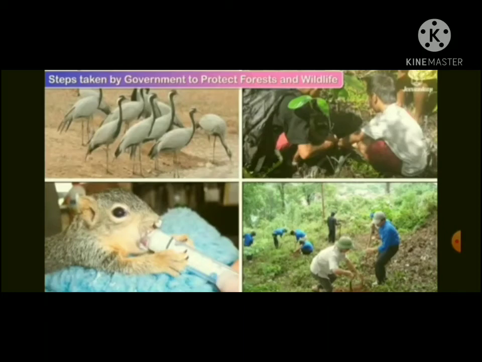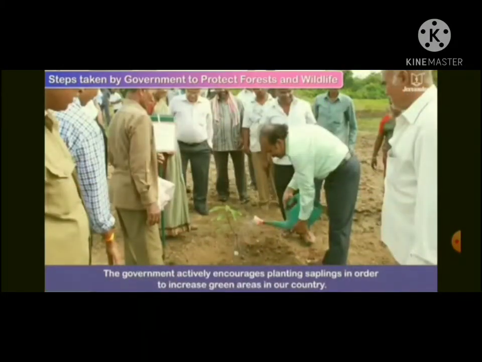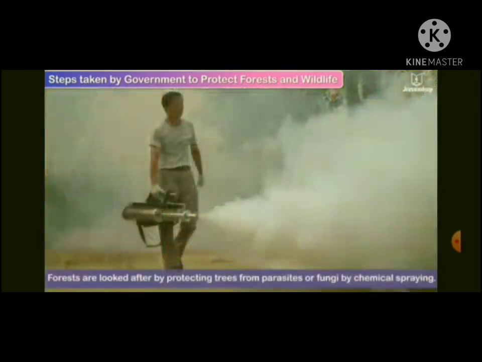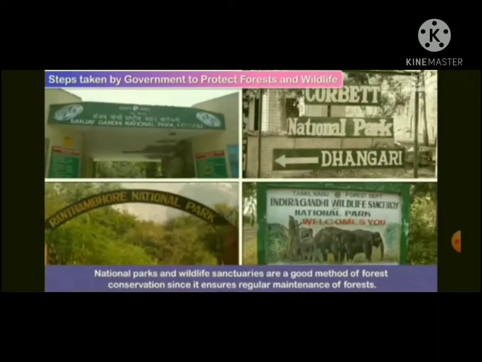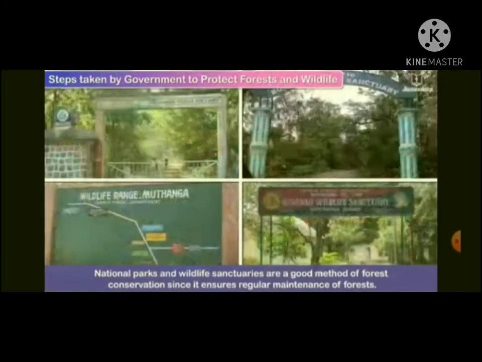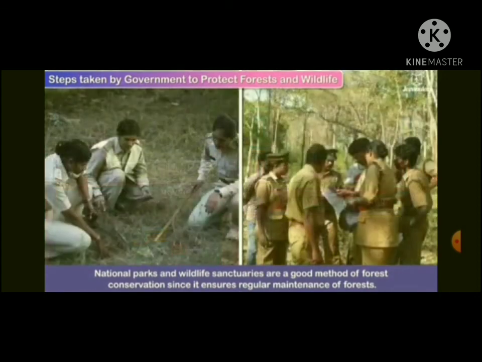Steps taken by government to protect forest and wildlife. The government actively encourages planting saplings in order to increase green areas in our country. Forests are looked after by protecting trees from parasites or fungi by chemical spraying. National parks and wildlife sanctuaries are a good method of forest conservation since it encourages regular maintenance of forest.